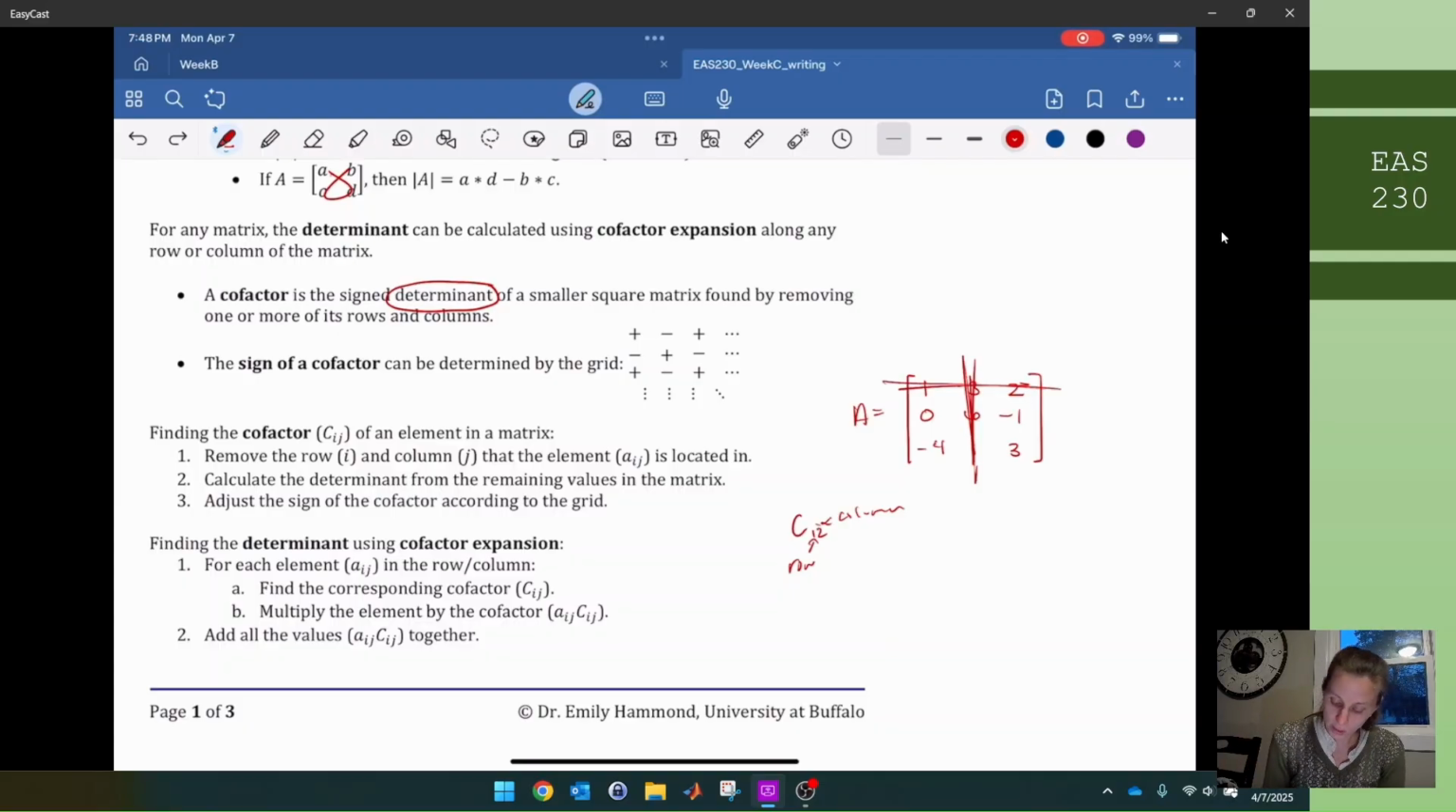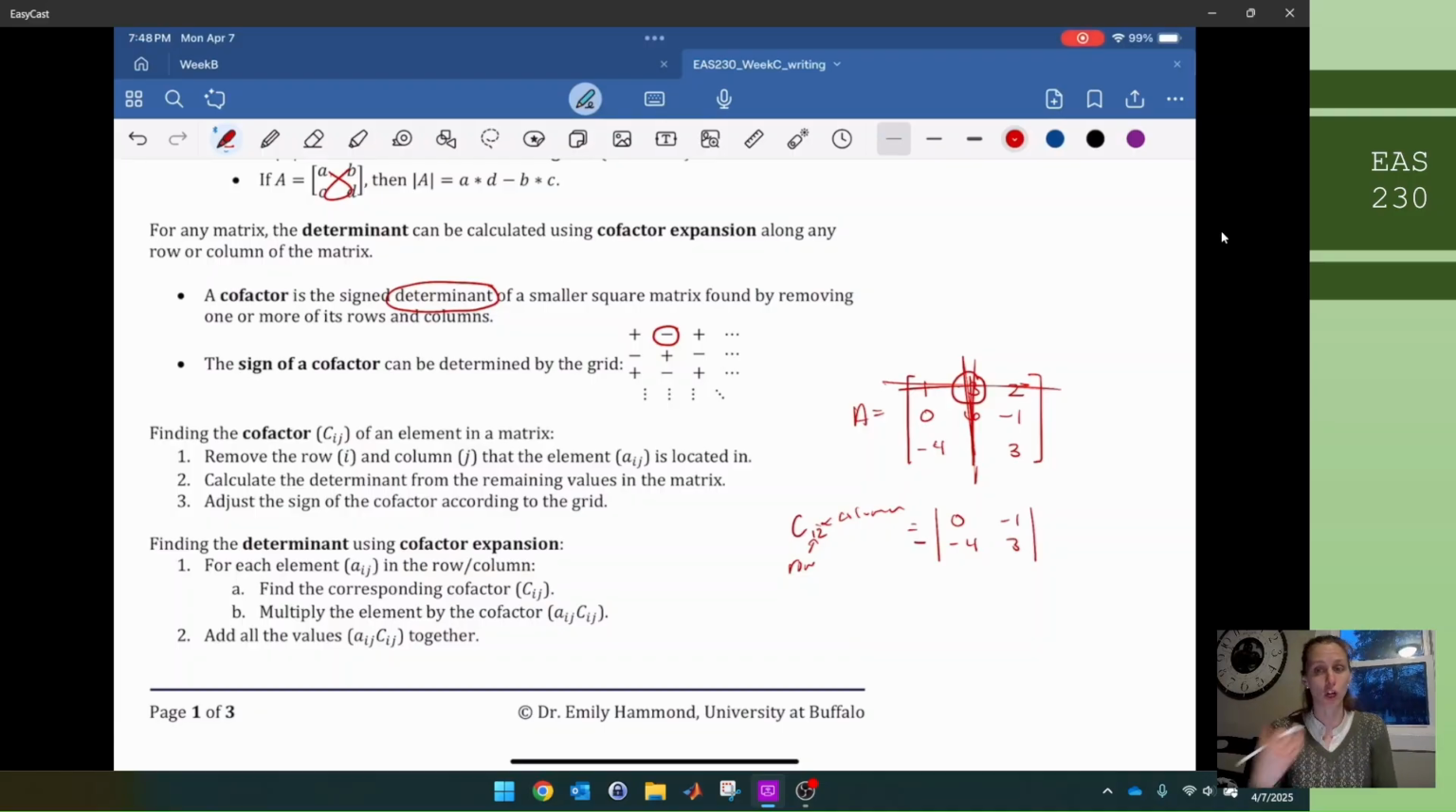Then what I do is I take the determinant of whatever is left: 0, -4, -1, and 3. So do my little fish method in order to find the determinant of that 2 by 2. And then I modify the sign. So C1, 2 is this element right here, row 1, column 2. And that, if you notice, has a negative sign associated with it in my cofactor grid. So I change the sign. So this is the cofactor for element 1, 2. That's C1, 2. Okay, so remove the row, remove the column, calculate the determinant of the remaining values, and then adjust my sign based on my grid. That's how I find a cofactor.